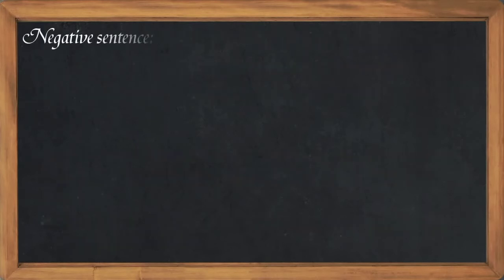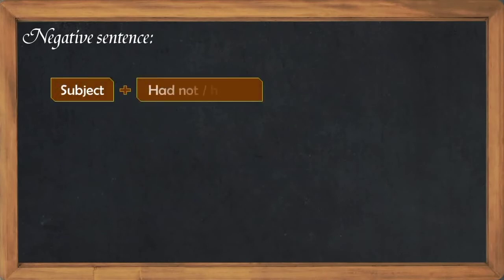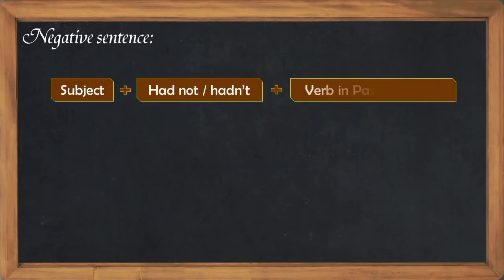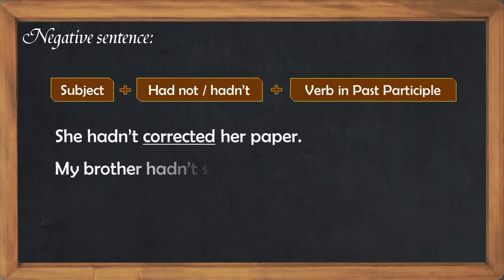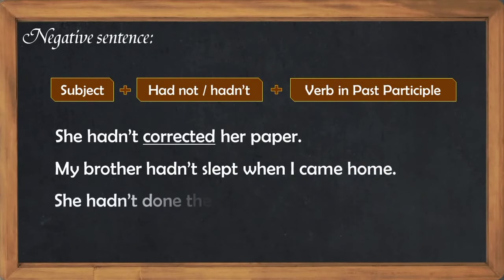We use the pattern for negative sentence. Subject plus had not or hadn't plus verb in past participle. For examples: she hadn't corrected her paper. My brother hadn't slept when I came home. She hadn't done the housework.